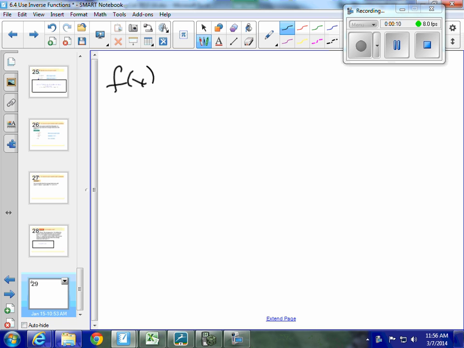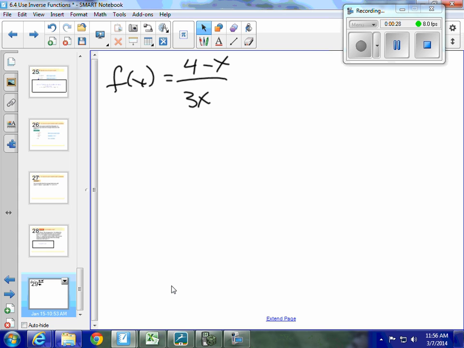f of x is equal to (4 minus x) divided by 3x. And the problem says find the inverse and then state the domain and range of the function and its inverse. Okay, so I have the steps right over here on the left-hand side.